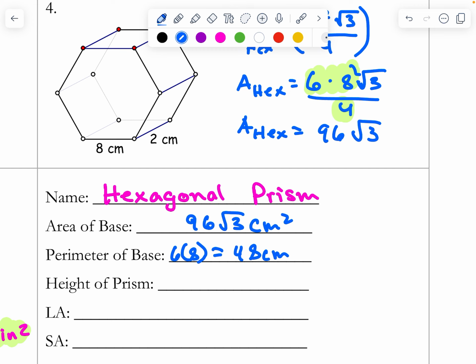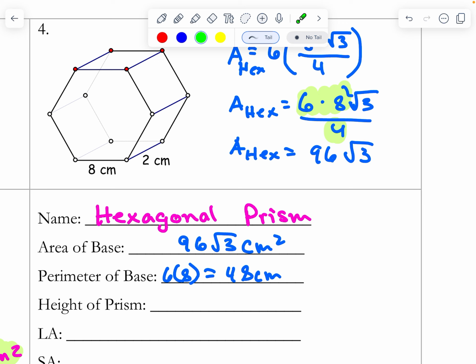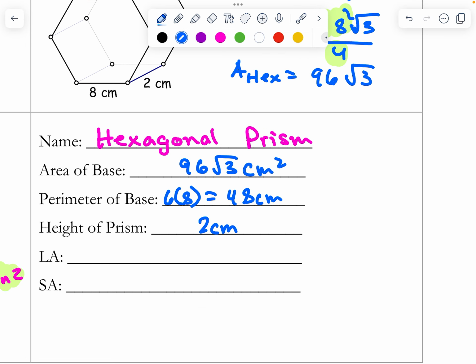The height here, I thought we had to calculate it. I did not see it for a second. My height is 2 centimeters. And again, I think the ones that are going to confuse some students are the ones that are on their sides, where these are not the base. But this is going to be the base. It's just on its side. So the height is 2. So lateral area is my perimeter times my height.